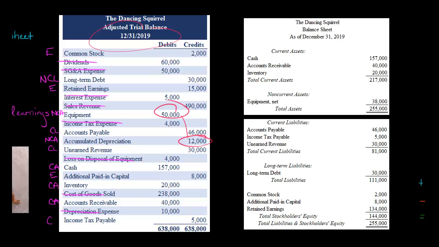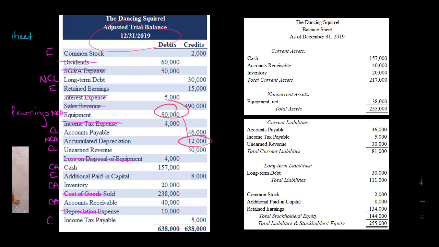If you wanted, it would also be correct to say equipment $50,000, so to have $50,000 over here, and then less accumulated depreciation of $12,000, and then get to the 38. So you can present them both line items separately and have the equipment and the accumulated depreciation, or you could just net it together. Either way, it's correct. Okay, so we've got our total current assets, $217,000. We got non-current assets of $38,000, adds up to total assets of $255,000, which is identical to our total liabilities and stockholders' equity, which is also $255,000.